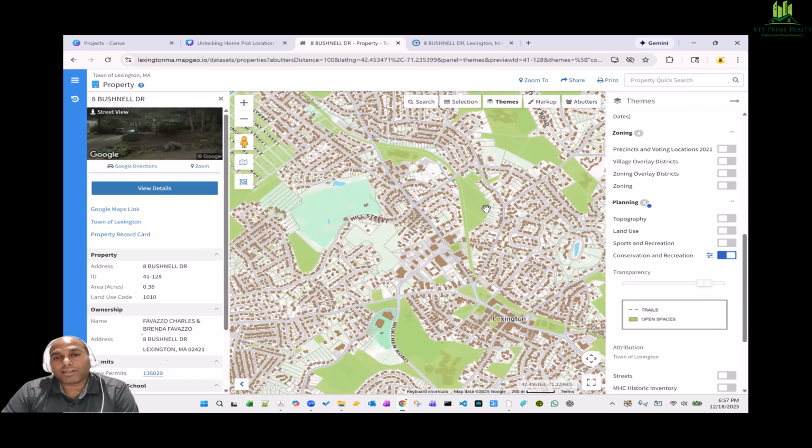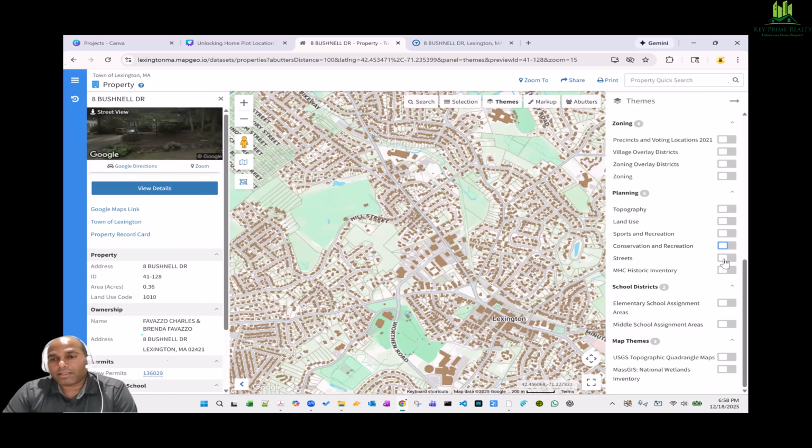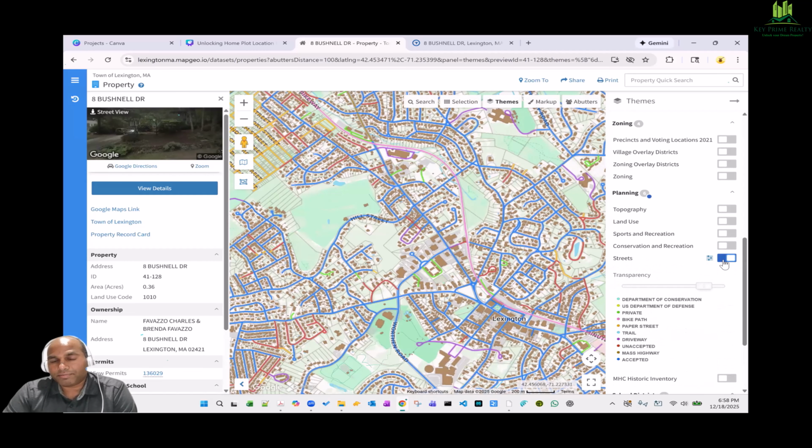If there is conservation land in your parcel, then you cannot do anything on your own land. That's important too, because although the land belongs to private individuals, the Conservation Commission actually designates that land as conservation. So you cannot cut trees, or you cannot disturb that land. Okay. And then of course, streets.